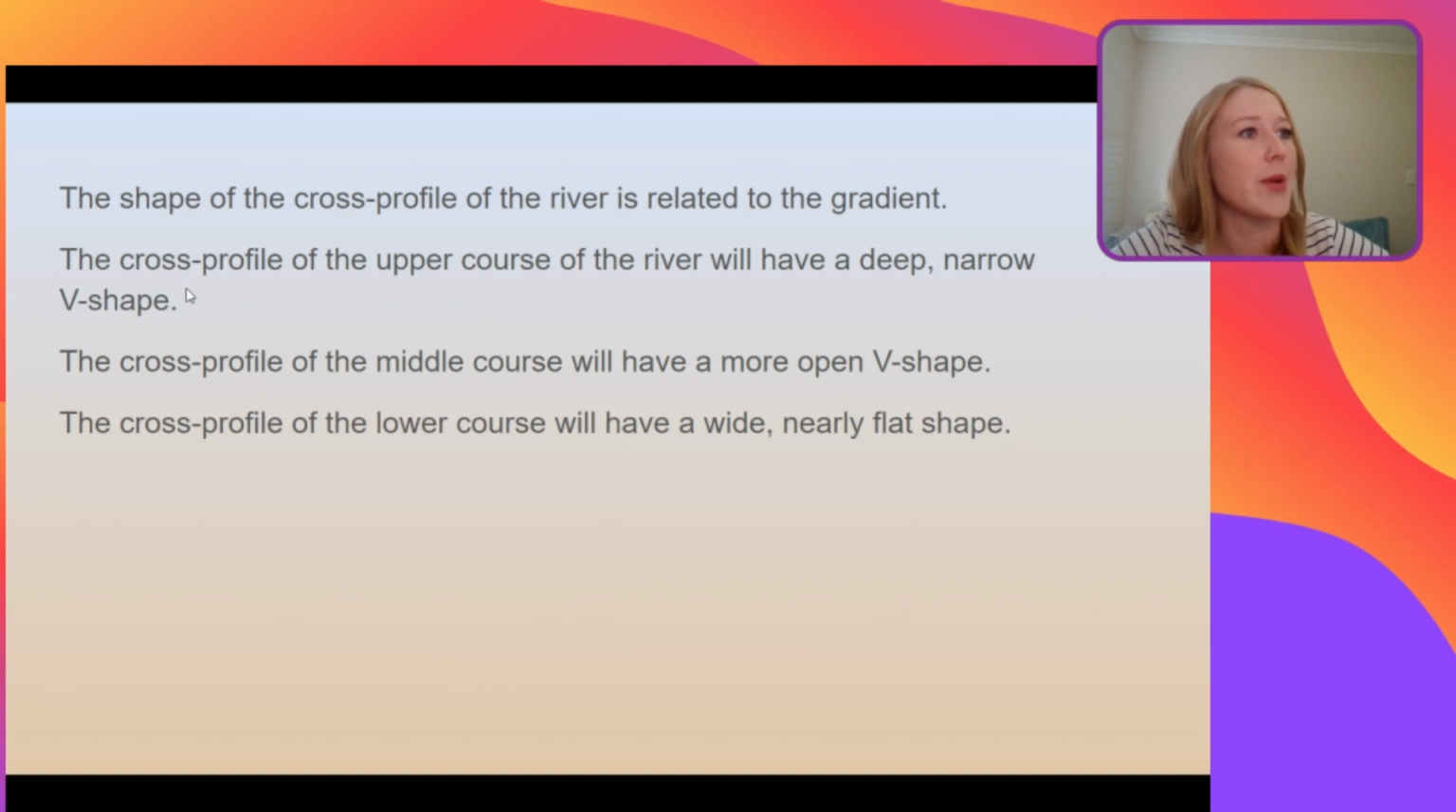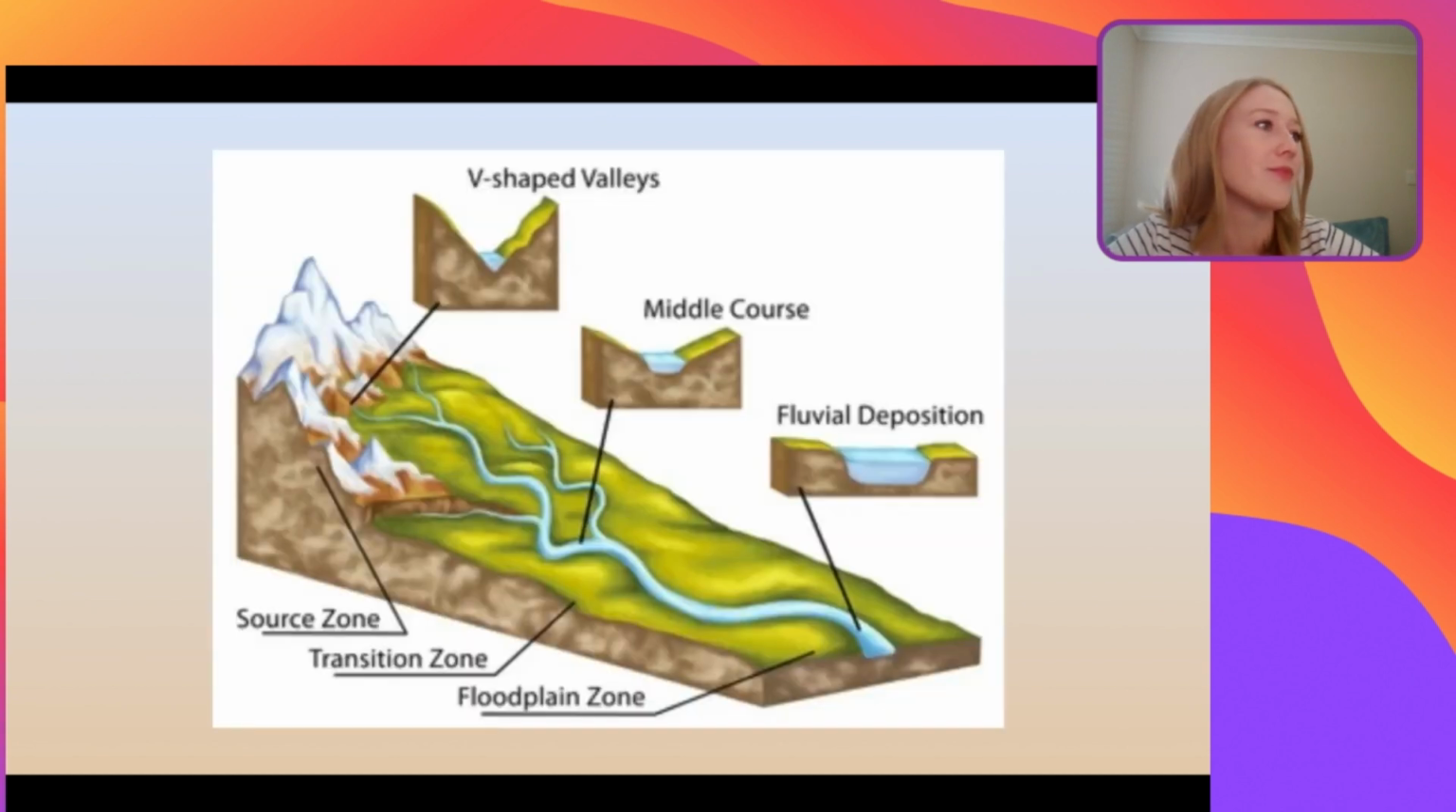Okay, and that's saying the same thing. The cross profile of the upper river will have a deep, narrow V shape. The cross profile of the middle river will have more of an open V shape or almost a U shape. And then the lower course will have a basically flat, very wide profile.